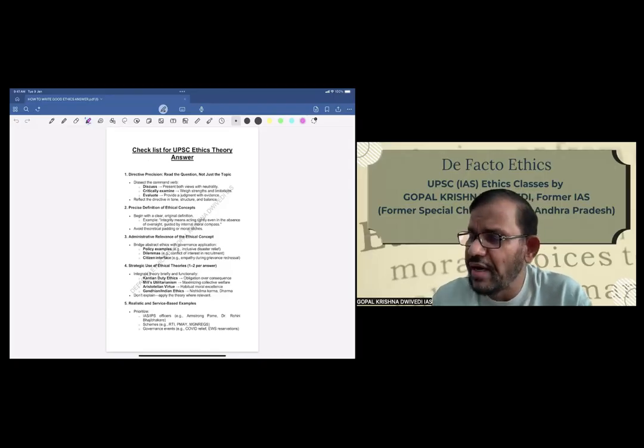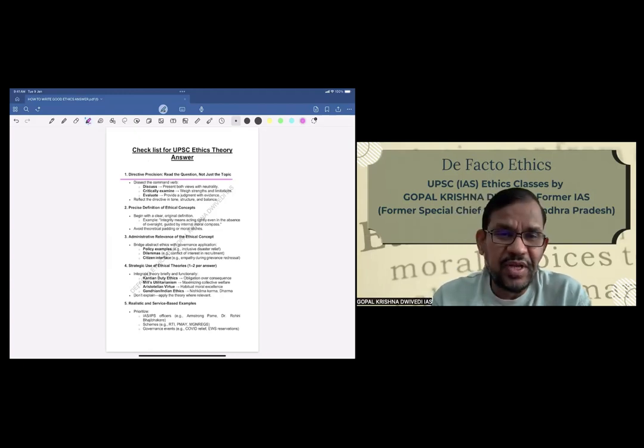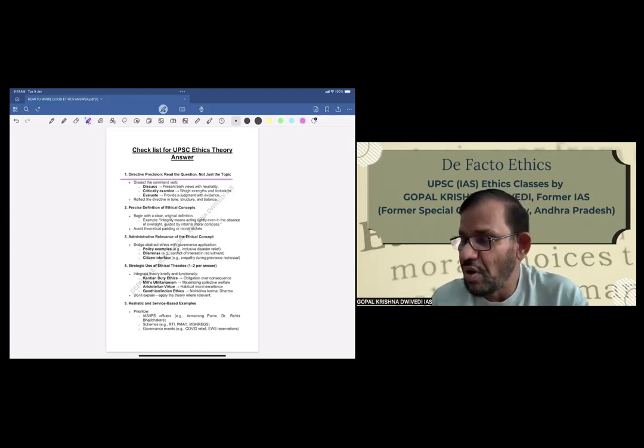So the first point is that the directive is very, very important for any question. Directive precision: read the question. This is very, very important. What students do is, they know a lot about the topic and forget what the directive is. I have seen many students writing like that. They write everything which they know about the topic, but that is not going to fetch you good marks. So this is very important.